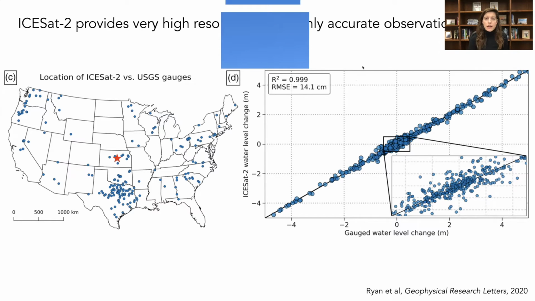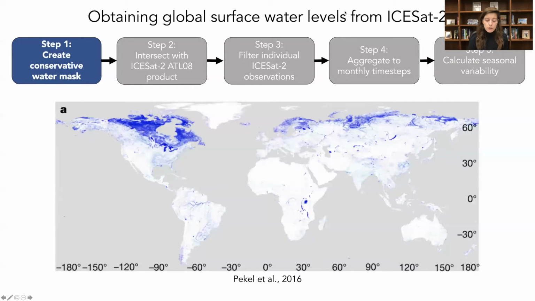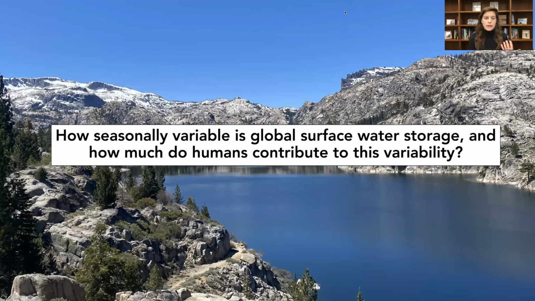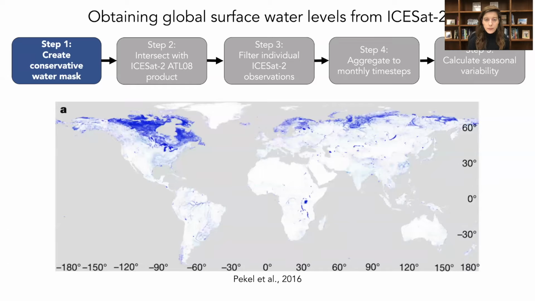So now that we know that ICESat-2 data has value for observing changes in water level, our real research question we were interested in was how seasonally variable is global surface water storage, and particularly how much are humans contributing to this variability. So to do this, we first needed to create a global data set of surface water levels from ICESat-2. And naturally then, the first step was to use a water mask to input to this analysis.